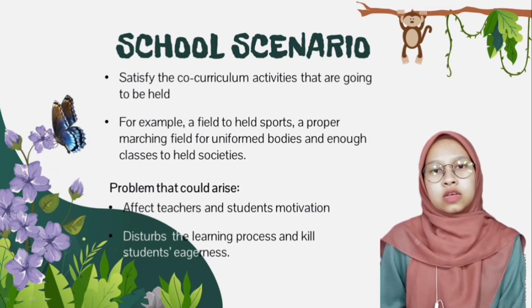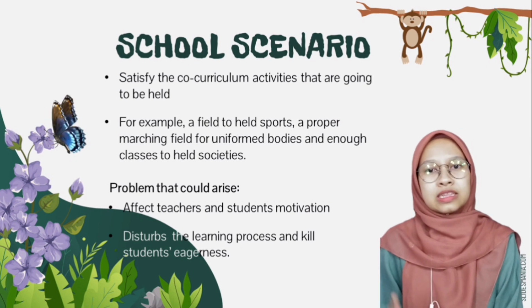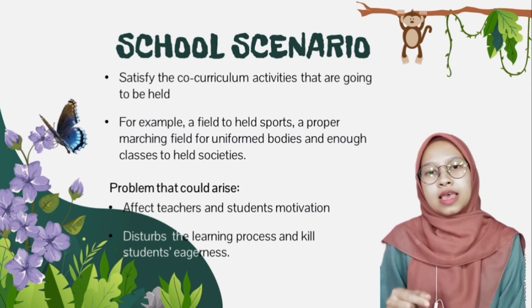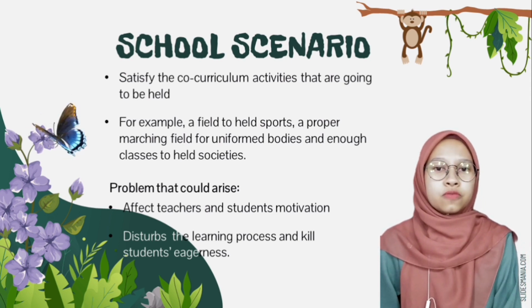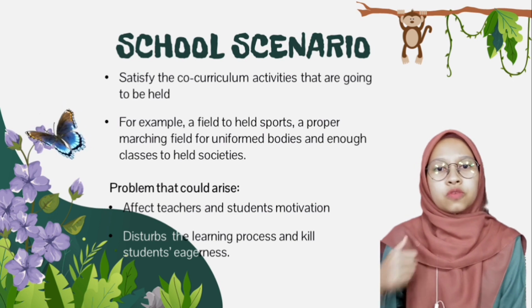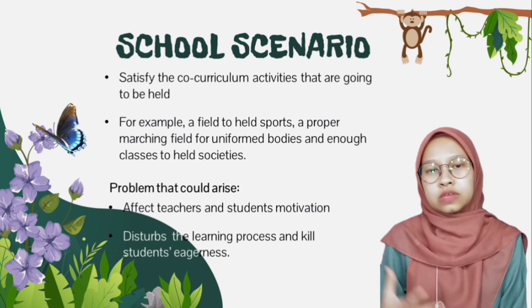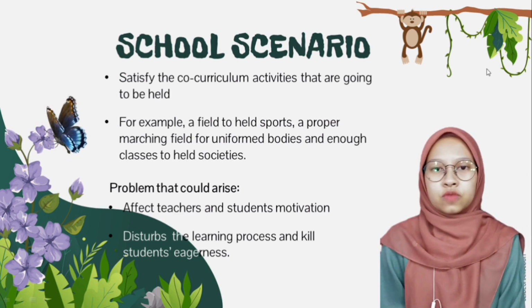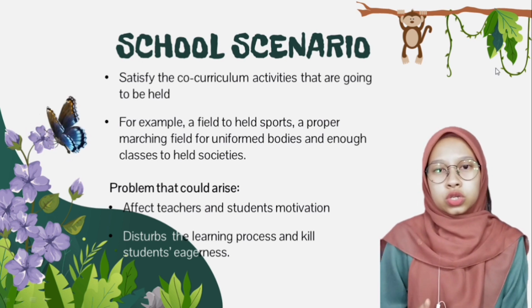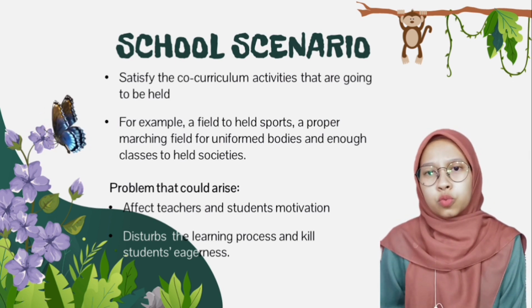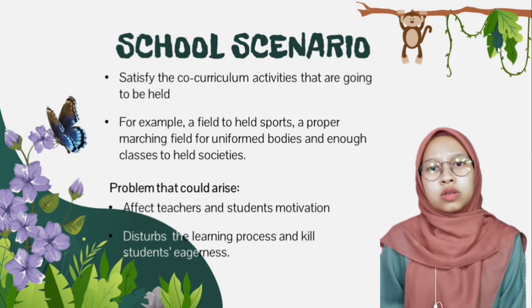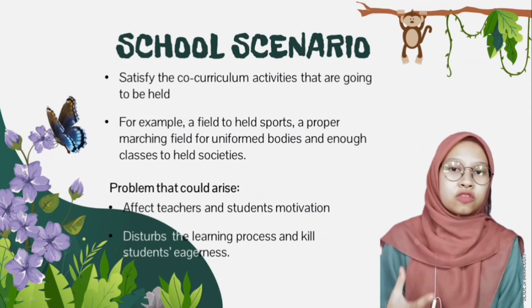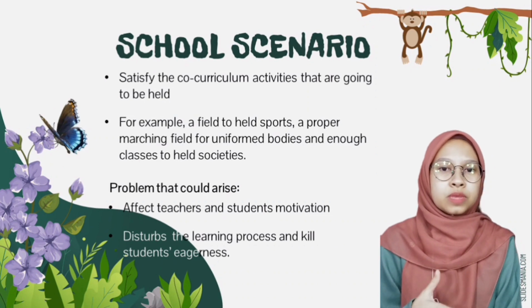For instance, a school that has a computer club needs to have at least enough computers for each of the club members. Hence, before deciding to build a co-curriculum activity, we need to pay extra attention to all these school scenarios to ensure the co-curriculum activities can be done successfully. According to a research, the lack of facilities such as no proper field available, and broken and old equipment affect teachers' and students' motivation to apply the theory they had learned through co-curriculum activities.